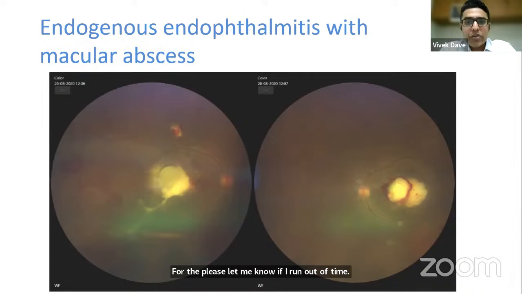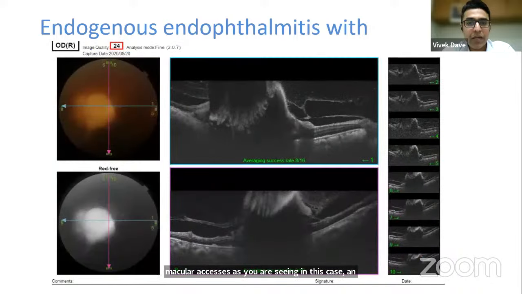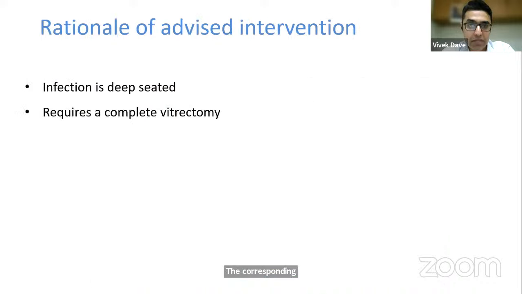Next, we go to endogenous endophthalmitis with macular abscesses. As you are seeing in this case, an immunocompromised patient with a macular abscess on both the maculae. The corresponding OCT again showing a lot of posterior inflammation, retinal edema, and confirming the abscesses.